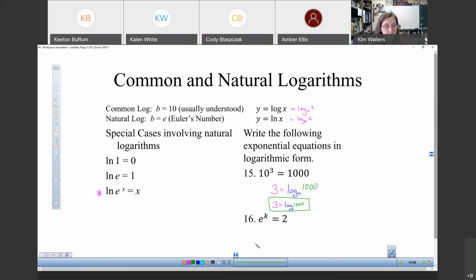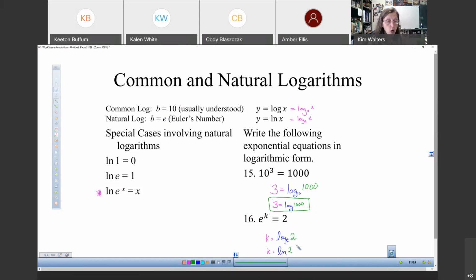Same thing with my exponential and natural exponential. I'm going to start with my exponent, k, equals log base e, again, I'm never going to write that again, but for this problem I am, of 2. So as I clean this up, it's k is equal to the natural log of 2.